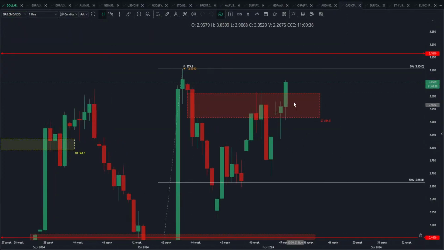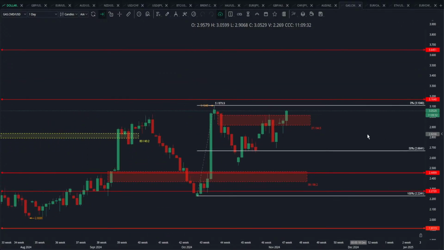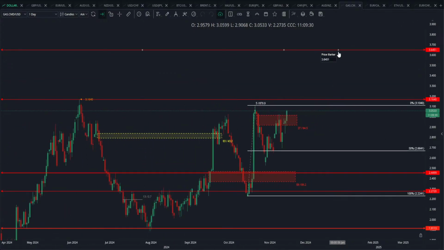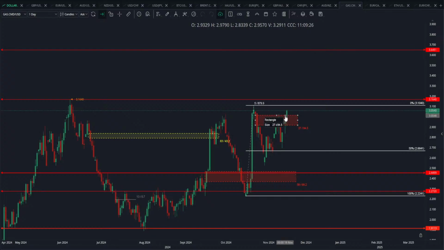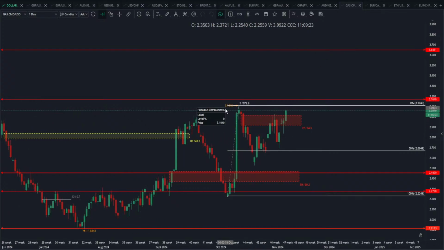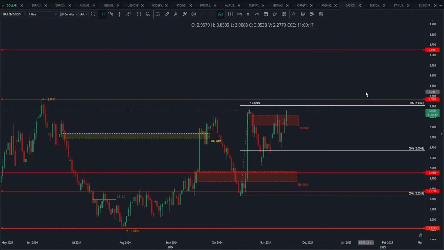Gas finally broke out of it. If it is able to close a day above this, then the gas can be very expensive in the coming time. Okay, it can go to 3.645 if it closes the day higher than this fair value gap. Because this is the last place or last thing that can stop the price from going higher. After this, there is nothing that can stop the price.